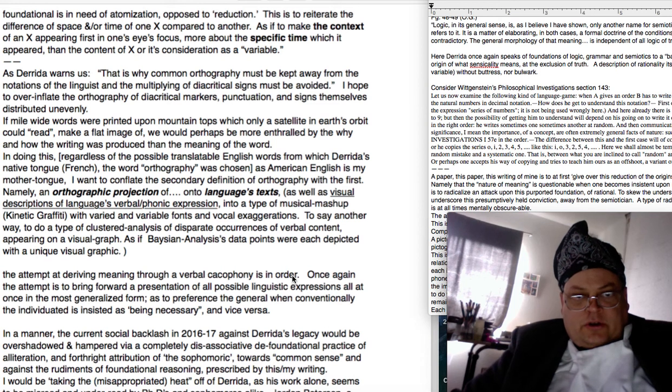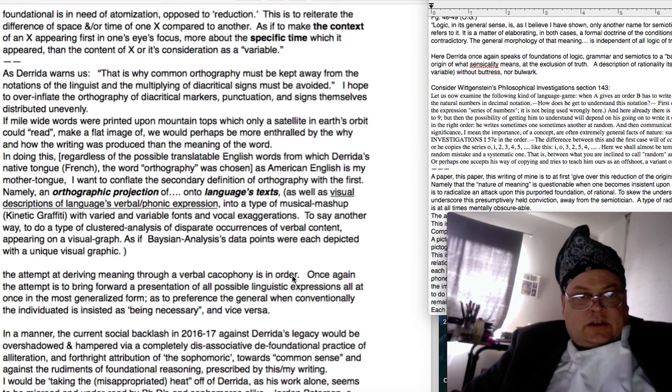In doing this, regardless of the possible translatable English words from which Derrida's native tongue French, the word orthography, was chosen, and American English is my mother tongue, I want to conflate the secondary definition of orthography with the first, namely that orthographic projection onto language's texts, as well as visual descriptions of language's verbal phonic expression, into a type of musical mashup, kinetic graffiti, with varied and variable fonts and vocal exaggerations.